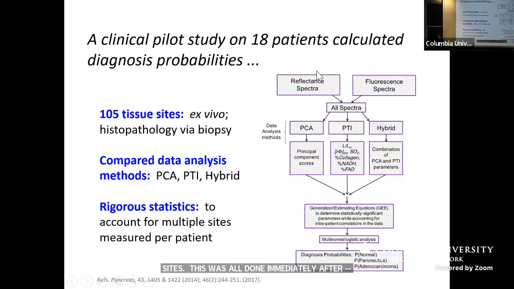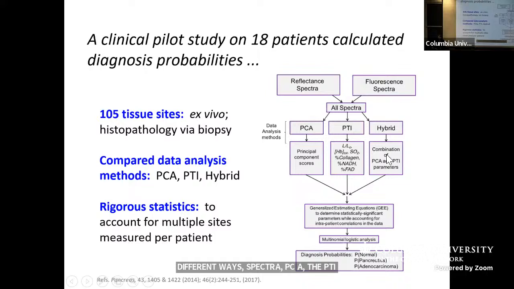So what goes into this scheme that we use to come up with diagnostic probabilities for this technique was all of the data that we had, reflectance and fluorescence. All of this spectra was analyzed in multiple ways. We used something called principal components analysis, the PTI, the mathematical model that I told you about, and then a combination of the two.